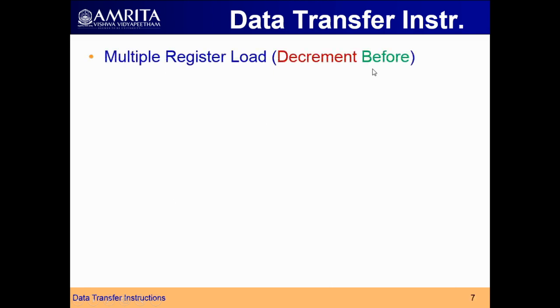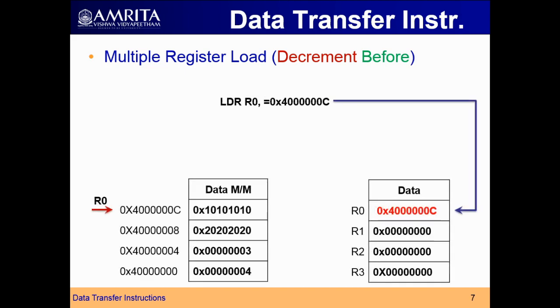Next we will see decrement before, right? We have seen increment before. So increment before, what does it mean? First the address location will increment, then load or store will happen. Here, first the address location will decrement, then load or store will happen. So again you are moving the address location 400C to R0, right? I am writing LDMDB, decrement before, R0 exclamation, R1 hyphen R3.